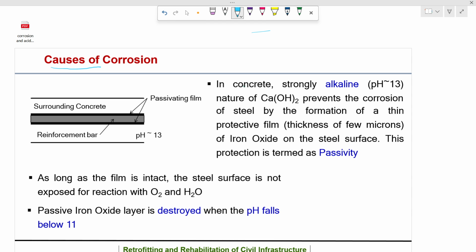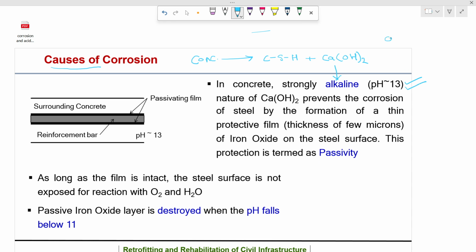In order to understand the cause of corrosion, first you need to understand the concrete. In concrete, there is a CSH gel, as you all know, that gives the strength, and along with that, there is calcium hydroxide. This calcium hydroxide is strongly alkaline in nature. The pH of concrete is around 13.